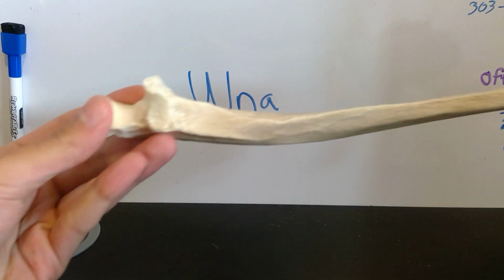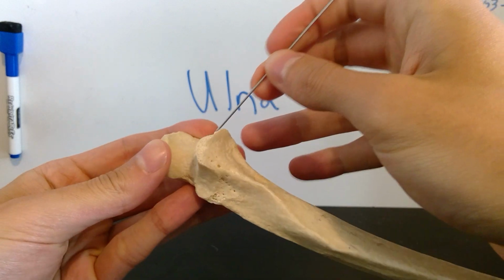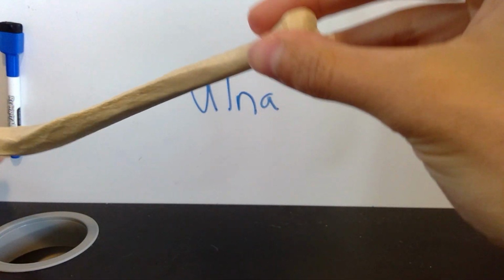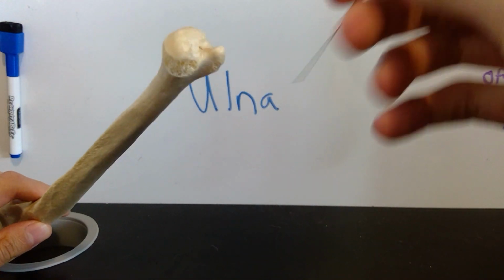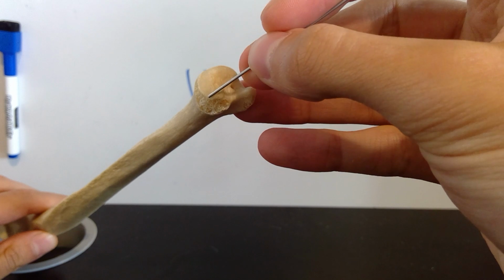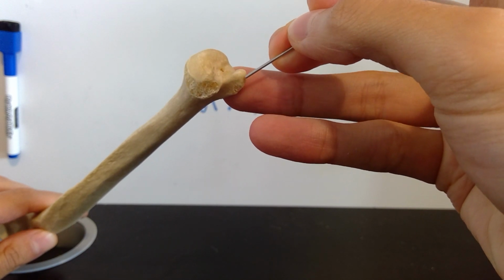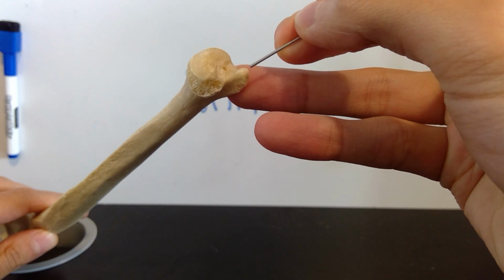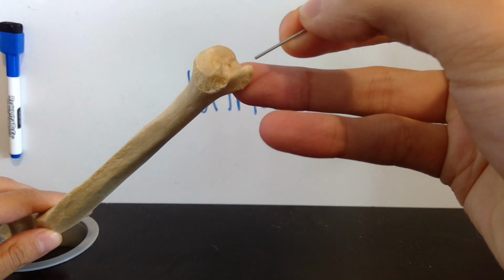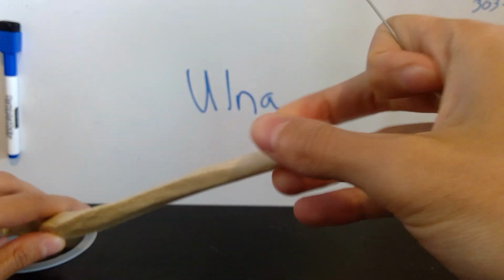Namely, the proximal end here has grooves for the radius and the humerus, whereas the distal end doesn't, and it's much smaller. It's only comprised of two landmarks you need to know. Lucky for you, it's the head of the ulna, so it's right here, and then the styloid process of the ulna. Now, the styloid process of the ulna will point medially, whereas the styloid process of the radius points laterally. So make sure to keep that in mind.